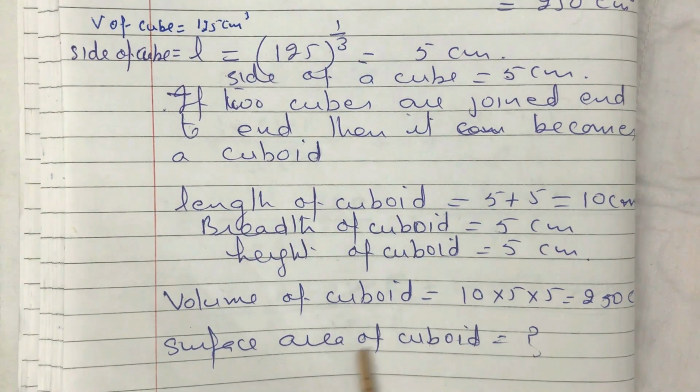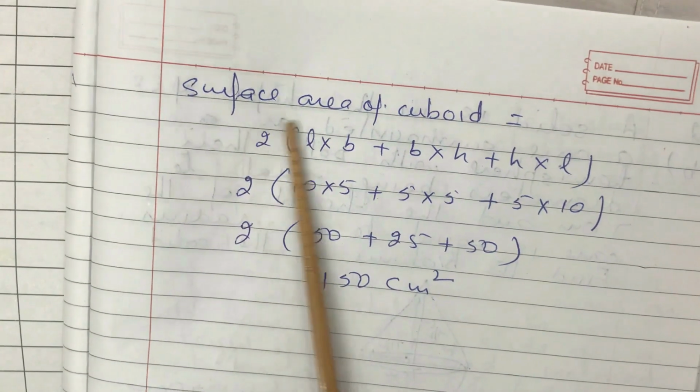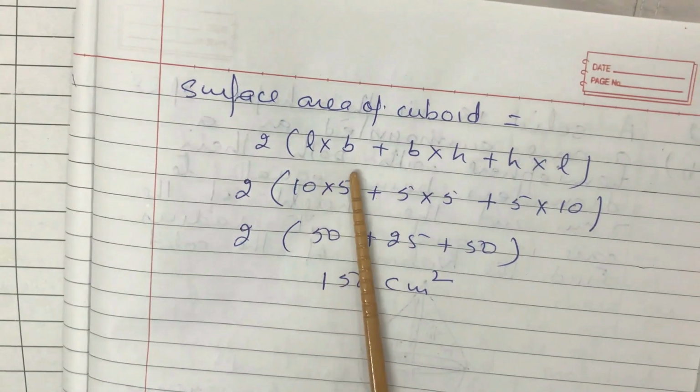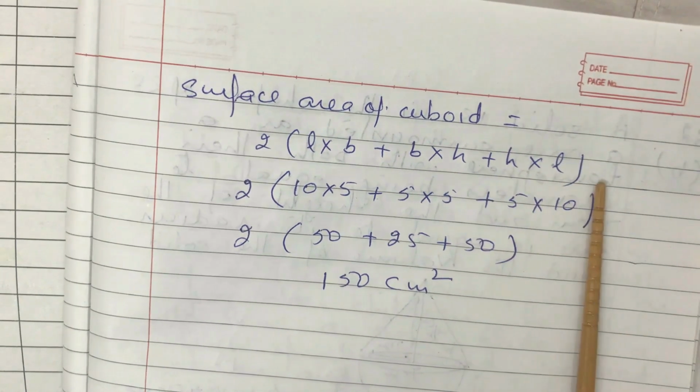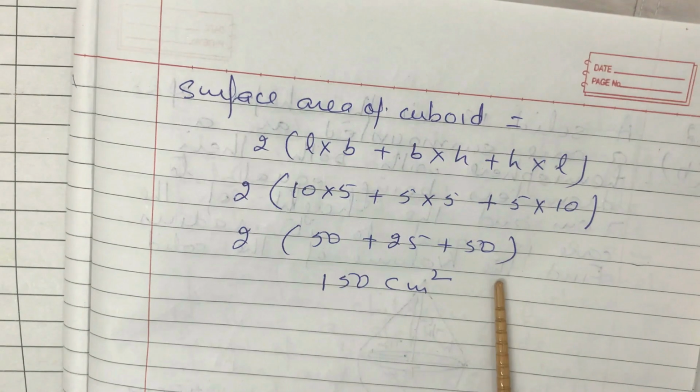Now on the next page we will find the surface area of the cuboid. Formula for the surface area of the cuboid is 2 into length into breadth plus breadth into height plus height into length. Substitute the values. That will come out to be 150 centimeter square.